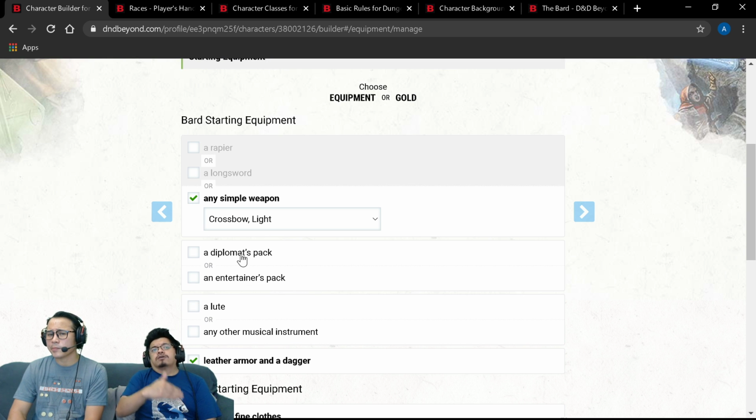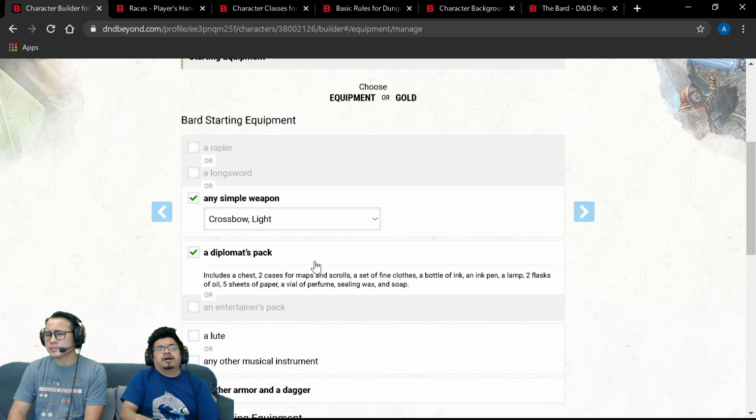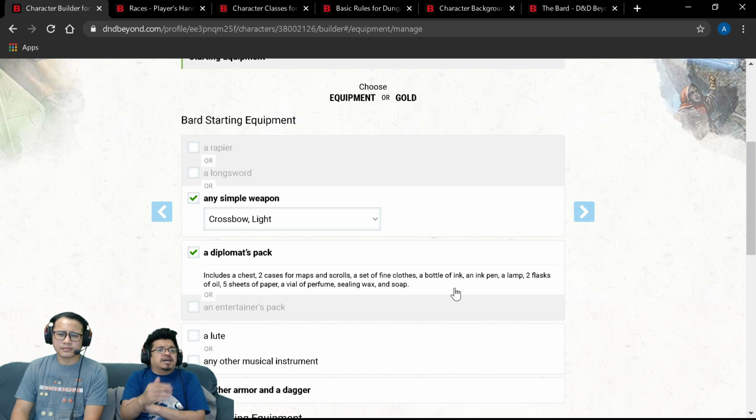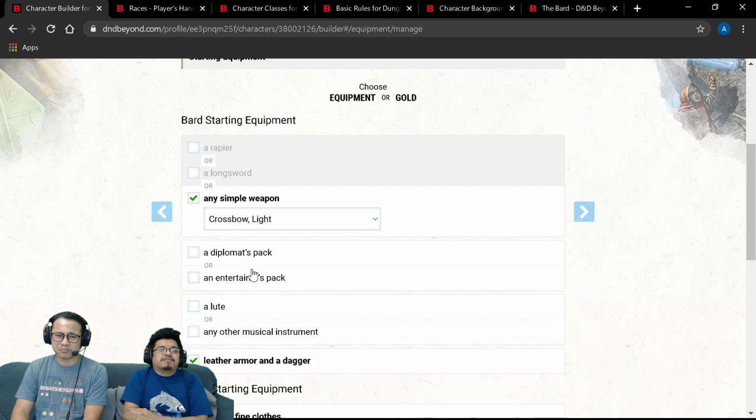Now here we have the option of choosing one of two packs, and they are wildly different. One's the Diplomat's pack, where we get a chest, two cases for maps and scrolls, a set of fine clothes, a bottle of ink, an ink pen, a lamp, and yada yada yada. It's diplomat stuff and soap to keep you clean.